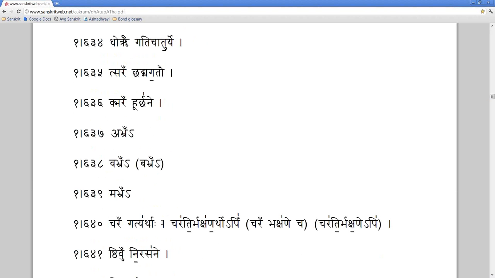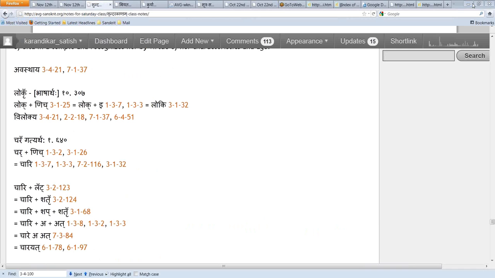Charatir bhakshanarthopi is the type here also. Charabhakshane cha. Charatir bhakshane api. So it can be both, but here it means gatyartha. Now, we just saw in the earlier class today, hetumati cha. You can say chakshushi charataha, meaning the two eyes move. Hanuman chakshushi charayati. So he makes them move. So now we get chara plus nich, so Hanuman is the hetu.